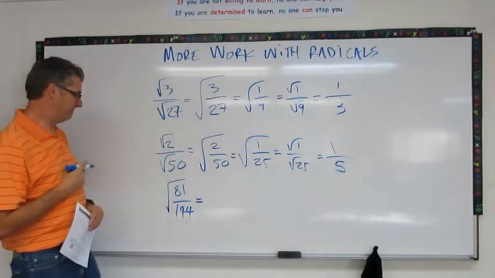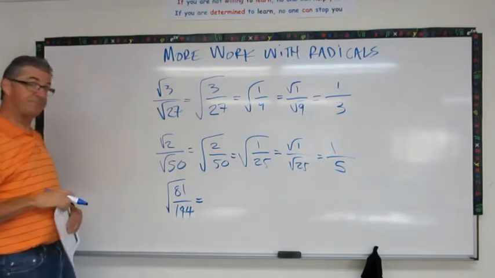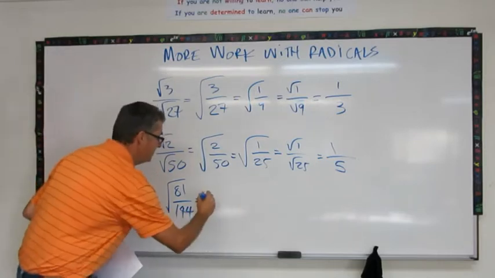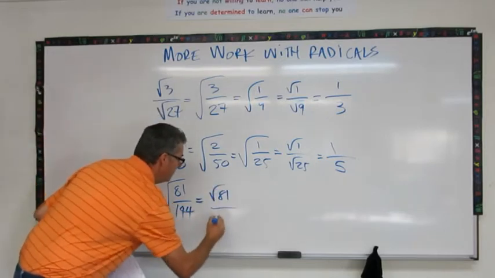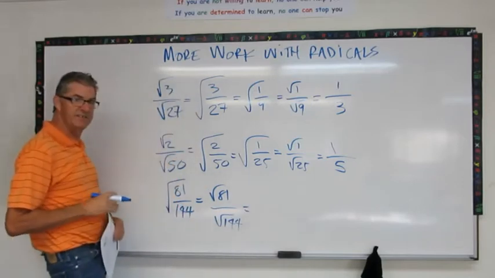Pretty nice. Okay, give this one a shot. A little more complicated, but not too much. Okay, let's see how you did. Root 81 over root 144. What does that give us?